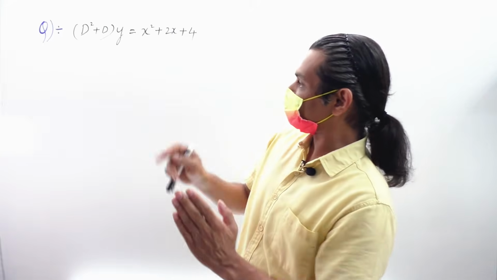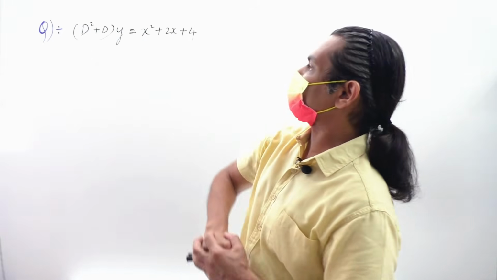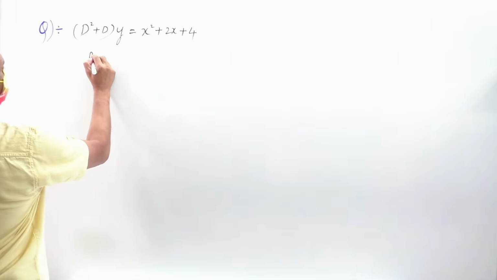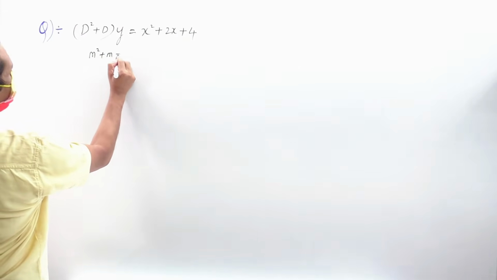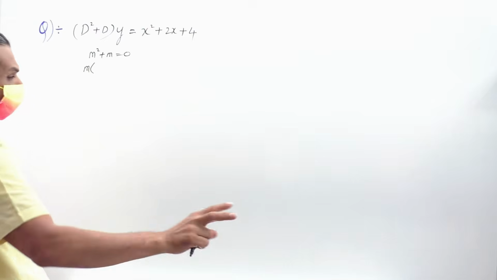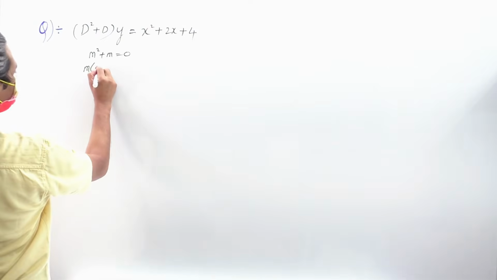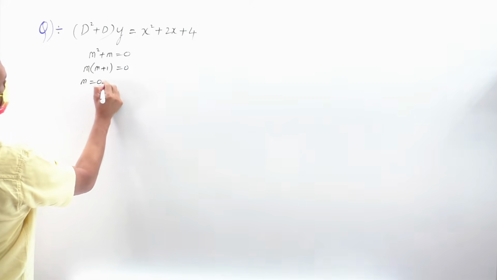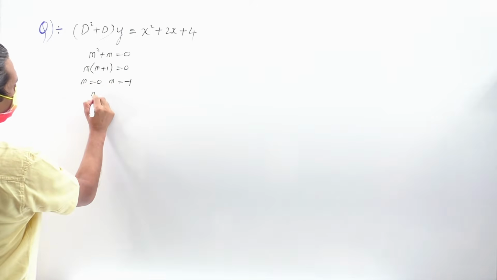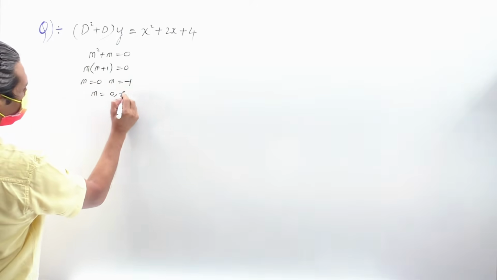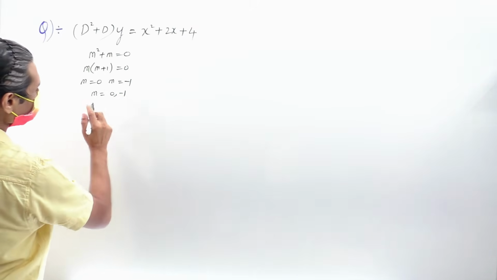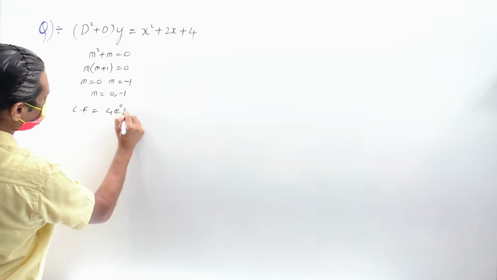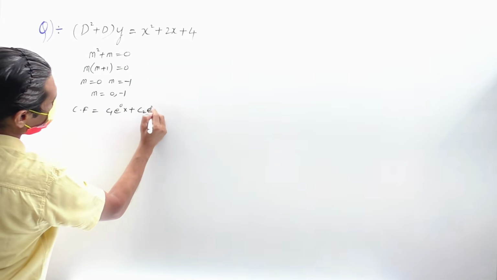A slightly different question: D square plus D into y is equal to x square plus x plus 4. So first, let's find the complementary function. The auxiliary equation is m square plus m equal to 0. There should be 2 roots. So m into m plus 1 is 0. Very simple solution. So m is equal to 0 and m is equal to minus 1. The roots are m equal to 0, minus 1, 2 roots. Therefore, for these 2 roots, the complementary function will be C1 e raised to 0x plus C2 e raised to minus x.